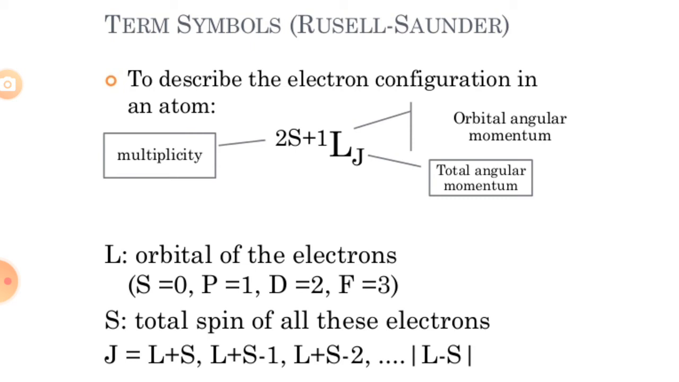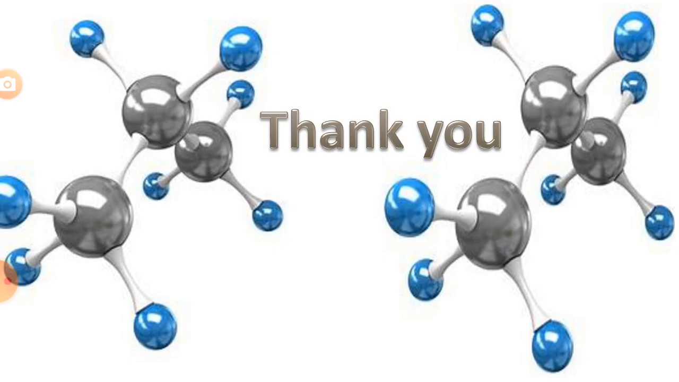Okay, so in this topic we have discussed term symbols, Russell-Saunders terms, orbital angular momentum and spin angular momentum, the LS type of coupling, and J values, the resultant angular momentum also. In the next topic we will discuss how to calculate the ground state term or Russell-Saunders term. Okay, thank you.